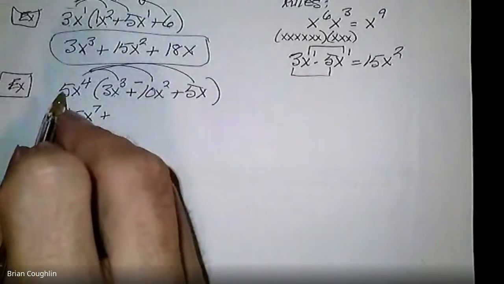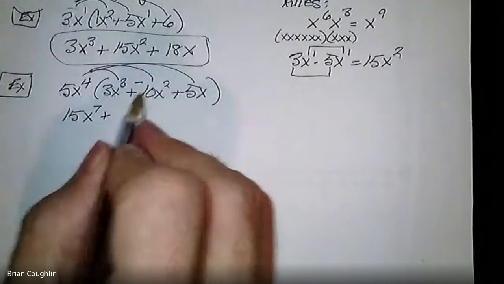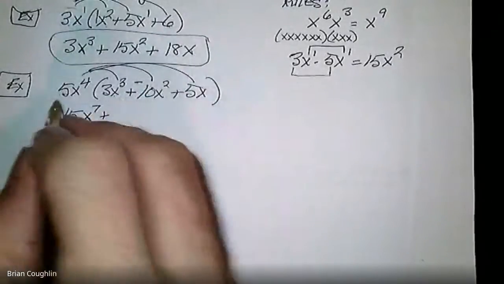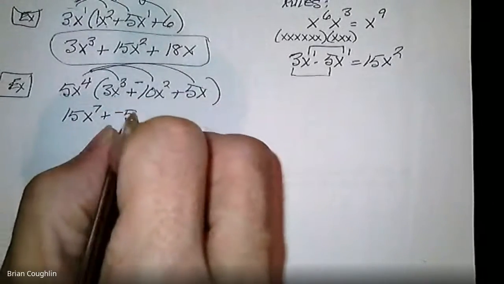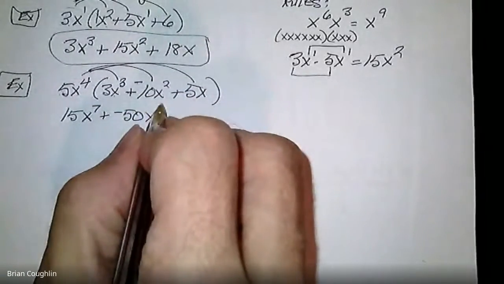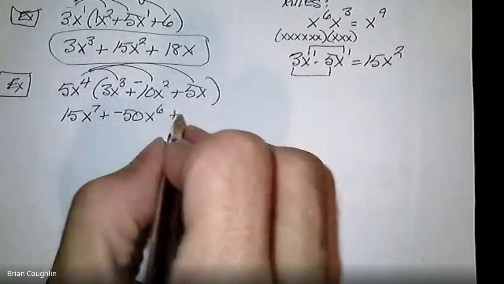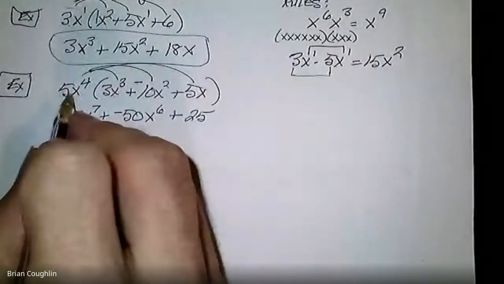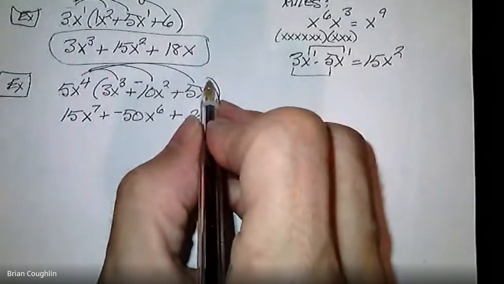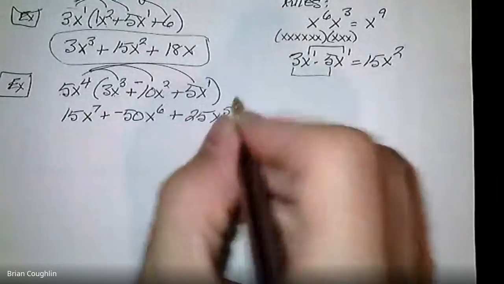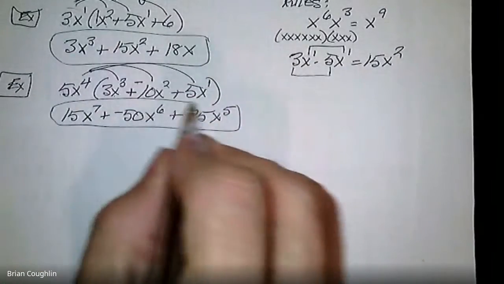Plus, do the numbers first. 5 times negative 10. That's one of the reasons why I did add the opposite. So you can see it's negative 10. 5 times negative 10 is negative 50. And then x to the fourth times x squared is x to the sixth. Now with the last term, 5 times 5 is 25. X to the fourth times x, remember there's a single x here, x to the first, that adds up to x to the fifth. And that will be your final answer.